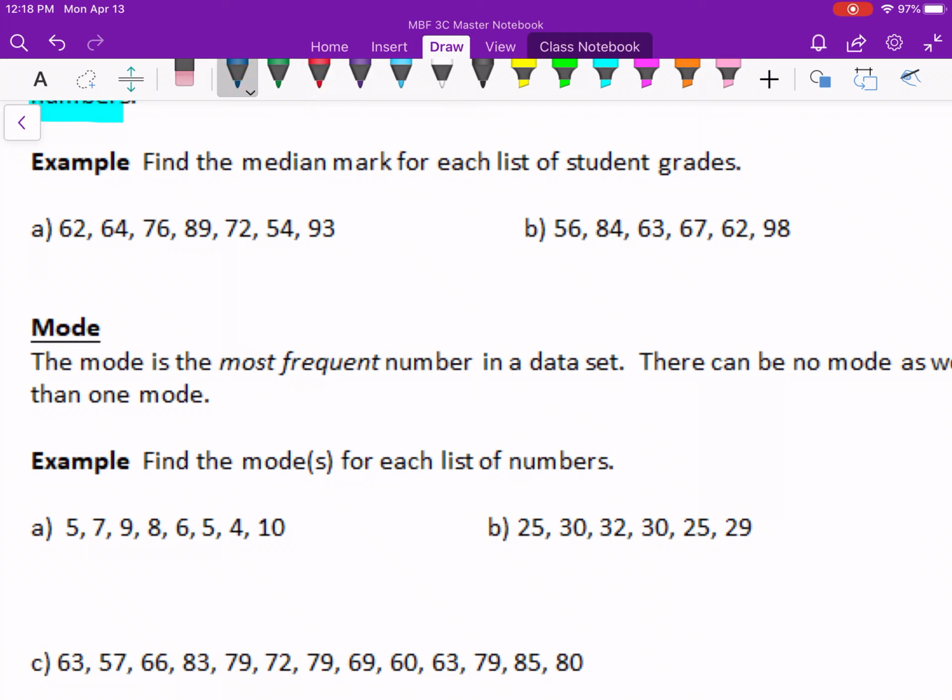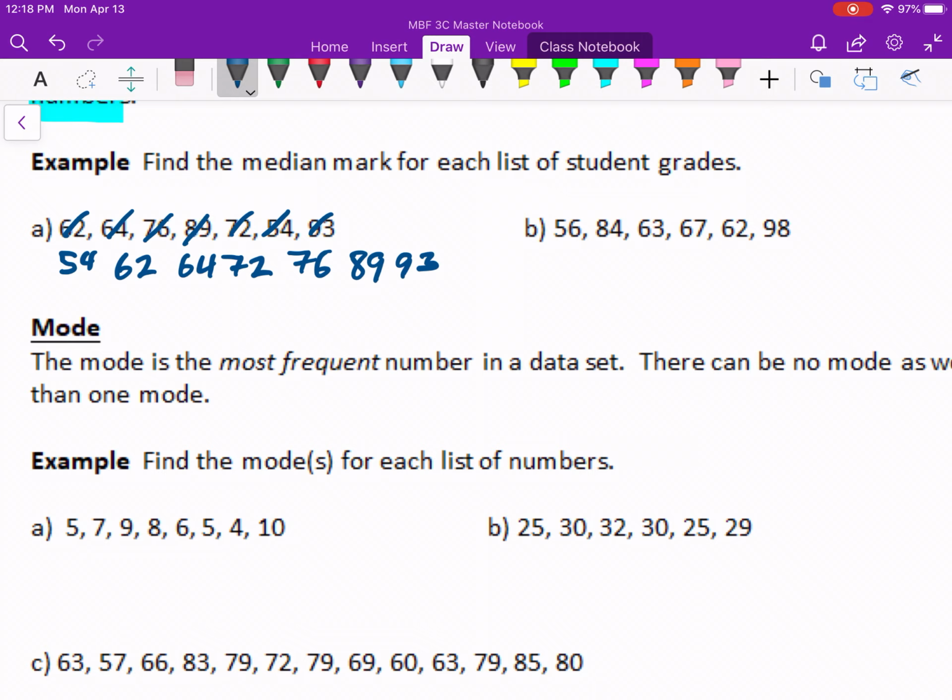If we take these numbers and place them in order, we have 54, 62, 64, 72, 76, 89, and 93. Those are the numbers. Sometimes it's useful to cross them off as you go along, just to make sure that you've got all of them and that you don't double up on any of them. Anyway, they're in order, and we can see there's 1, 2, 3, 4, 5, 6, 7 pieces of data.